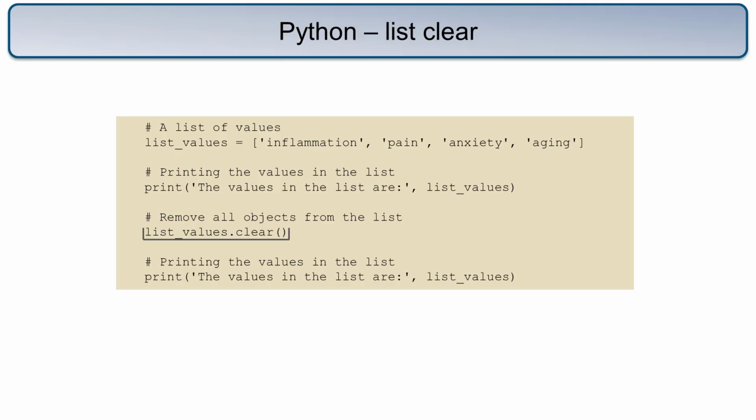The last method is clear. This method removes all objects from the list. It does not have any parameters and does not return any values. The method can be useful when one wants to store new objects in a list and make sure that no old objects are still present in the list.